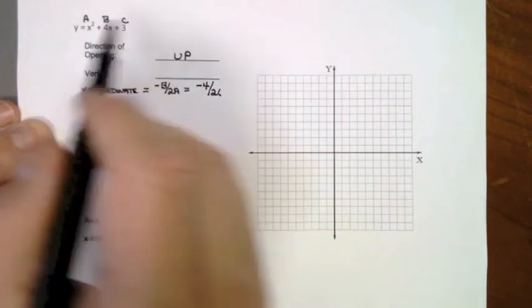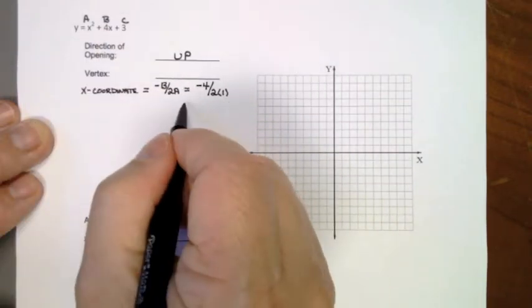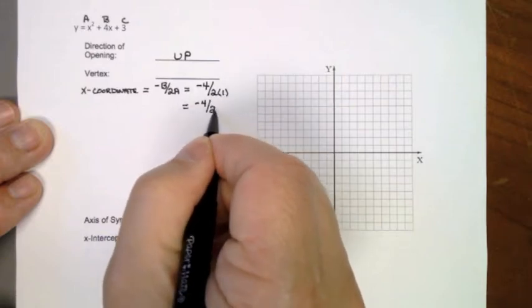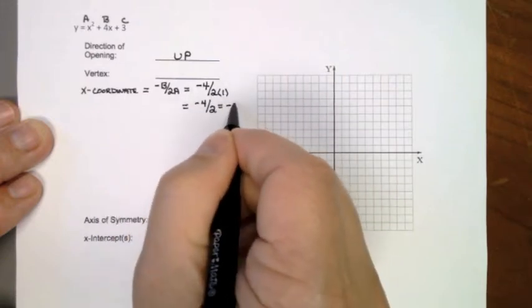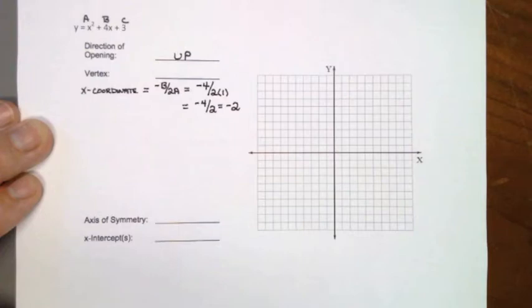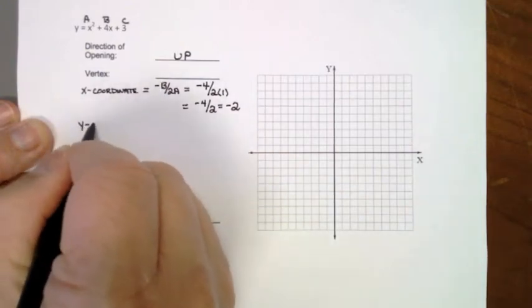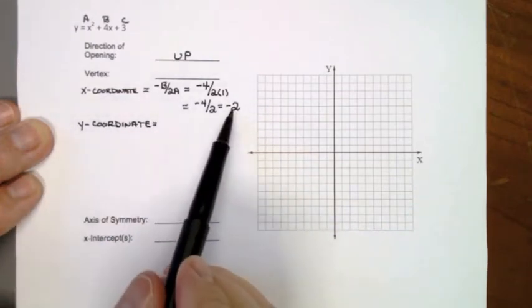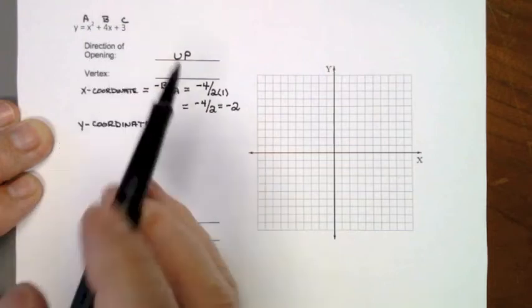What number is sitting in front of that x squared? That's a 1. Negative 4 divided by 2 times 1 is 2. Negative 4 divided by 2 is negative 2. I have the x-coordinate for my vertex. I need to find the y-coordinate. To find the y-coordinate, I take this value and plug it into the equation.